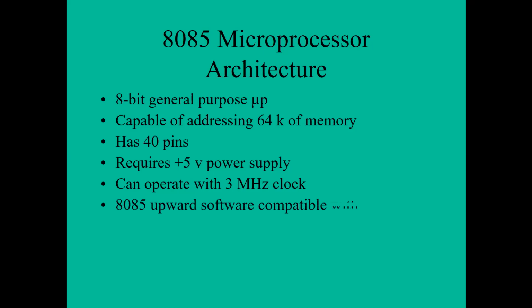Next, it is upward software compatible with the 8080 microprocessor, because the first microprocessor invented by Intel was the 4004, then the 8008, then the 8080. After that the 8085 came. So the instructions used in the 8080 are obviously used in the 8085 microprocessor. That is, it is software compatible with the 8080 microprocessor.